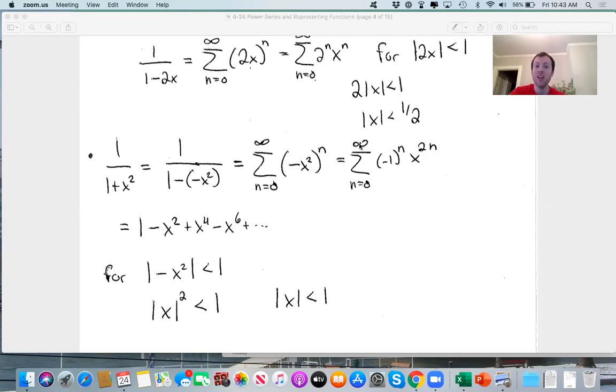So if you try writing this out as the infinite polynomial version of this, if you put in 0, -1 to the 0 is 1, x to the 0 is 1, so the first term is 1. If you put in 1, you get a negative from this, and then x squared. If you put in 2, you get 1, and then x to the 4th, positive x^4. And so negative x to the 6th, positive x to the 8th, negative x to the 10th.